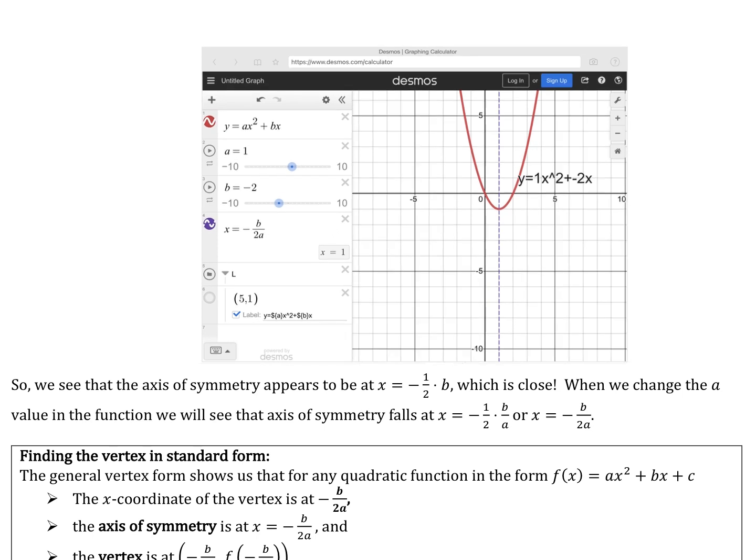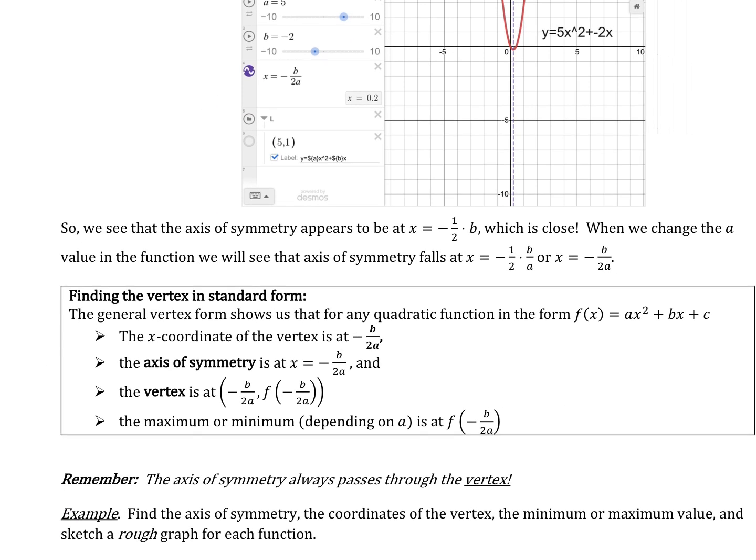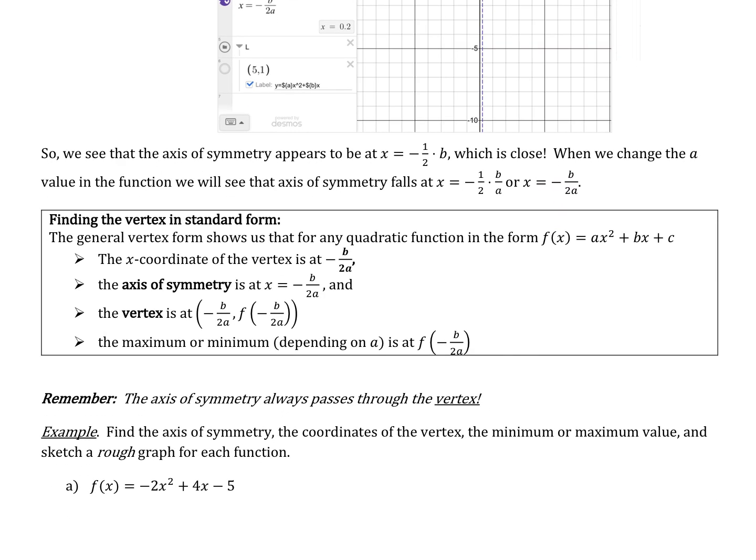And what happens here as we move that a value up? That a value shrinks the parabola a little bit. The smaller that a value is, the axis moves away, so the a value affects it as well. So it turns out that we'll just leave it at this: the axis of symmetry is -1/2 times b over a, or -b over 2a, is where that ends up.